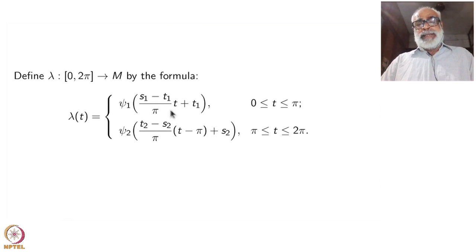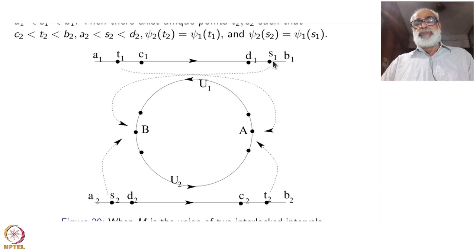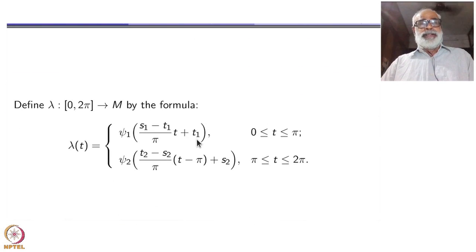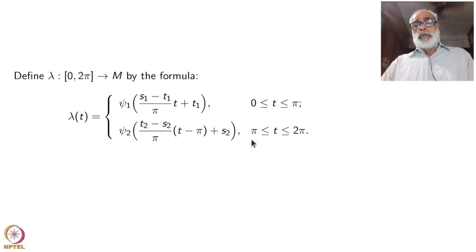Put some AT plus B so that T1 to S1, this interval goes from 0 to pi. So, that is the whole idea. So, this is the map. Okay. Similarly, S2 to T2 goes from pi to 2 pi.